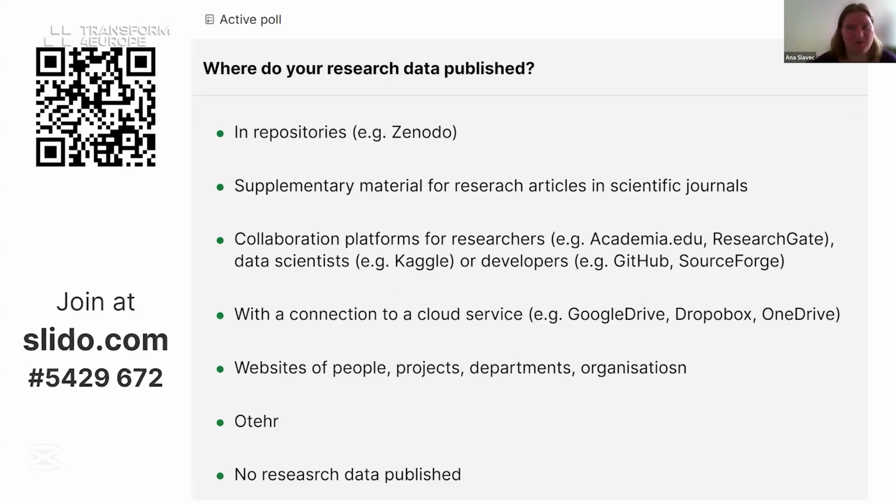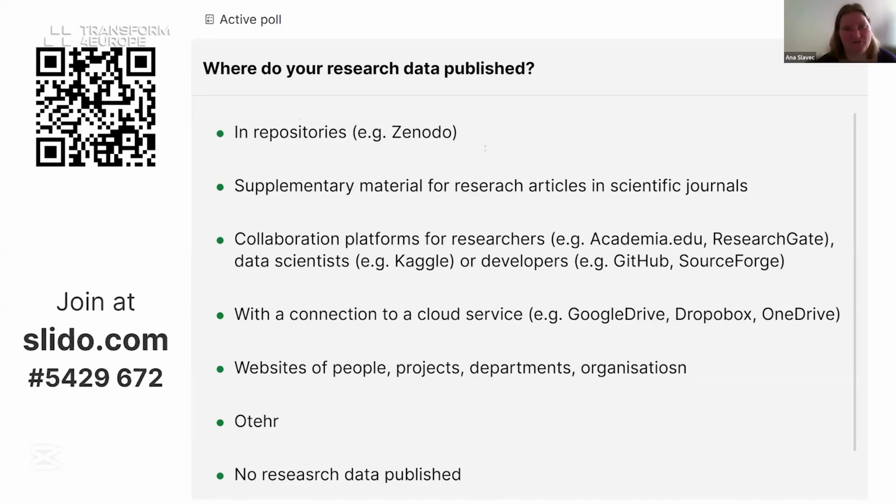So now you will be fast at responding, and I'm interested to see how many of you share data and where you share it. And I'm interested to see what is the percentage of people who haven't published any research data. And those who have published, I'm interested to see where they publish it. Do they publish it in repositories such as Zenodo or the institutional repositories that I mentioned?